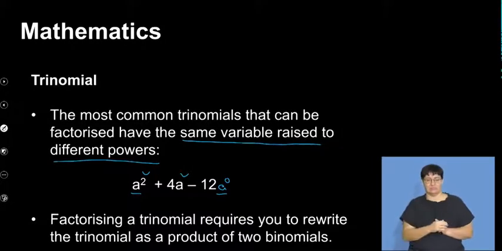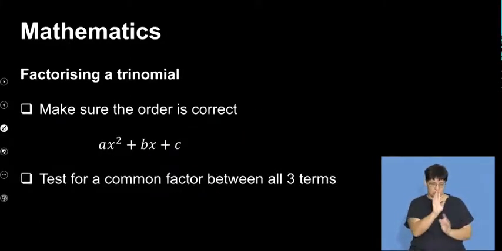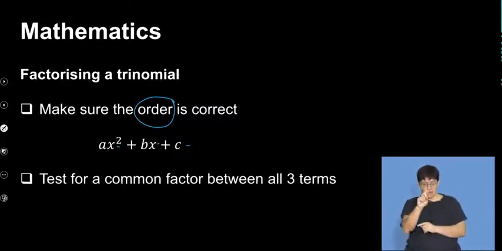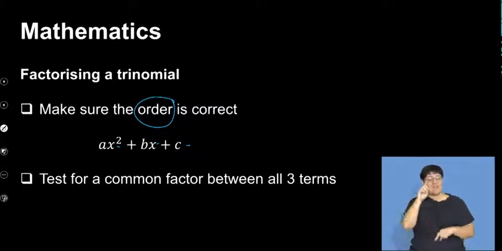Now, factorizing a trinomial requires you to write it as a product of two binomials, as we saw in the previous slide. Now, let's look at some rules to factorize a trinomial. Firstly, make sure that the order is correct. What am I talking about? Make sure that the exponents are in descending order, because that's the standard form of a trinomial, right? The coefficients do not really matter as long as the variables' exponents are in descending order, then it is in a correct order.